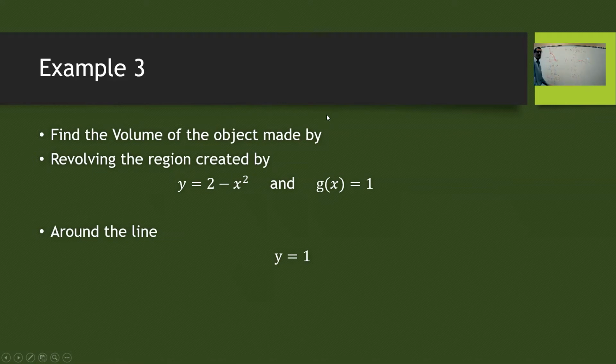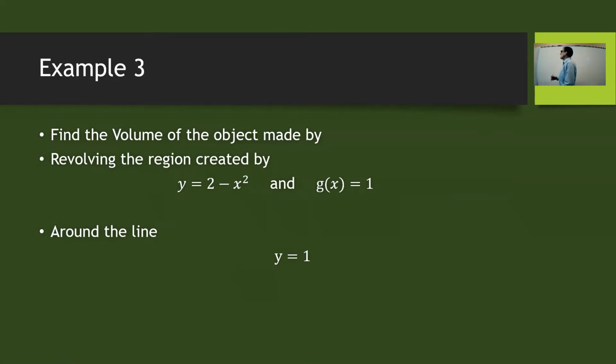Okay, so we're revolving the region created by y equals 2 minus x squared, and g of x equals 1. That's also known as y equals 1. Around the line y equals 1. So this time, we're not revolving around an axis. We're revolving around a horizontal line, but one that's not the x-axis.